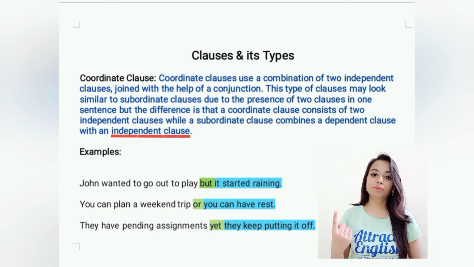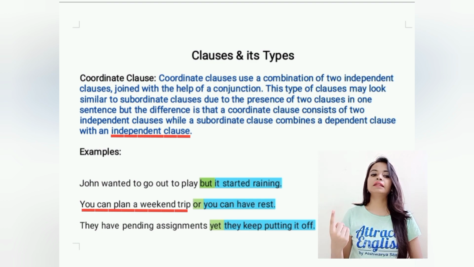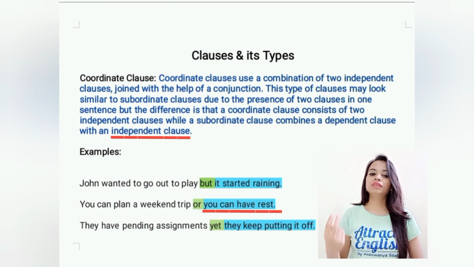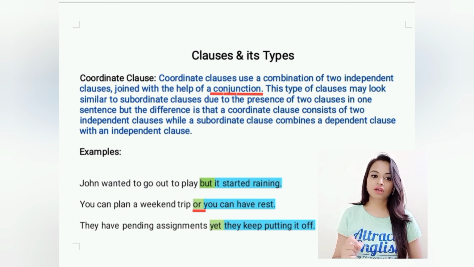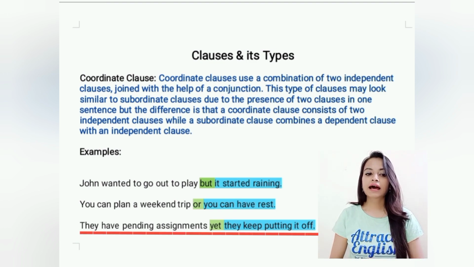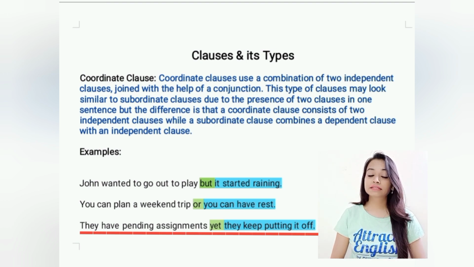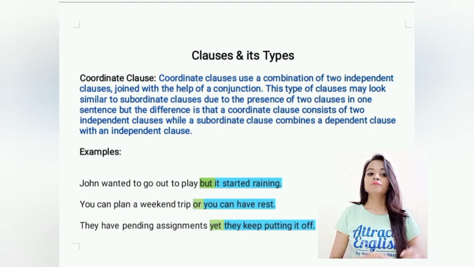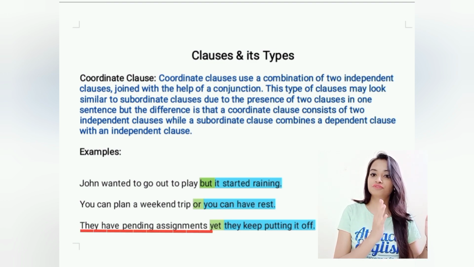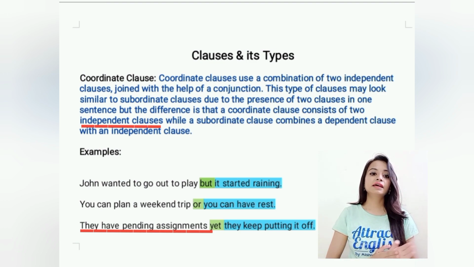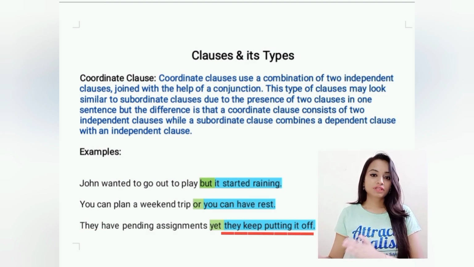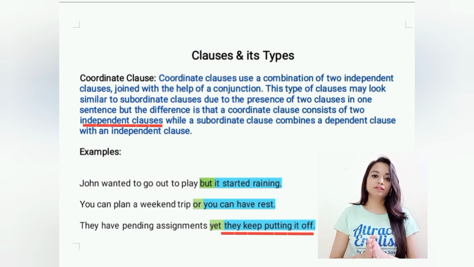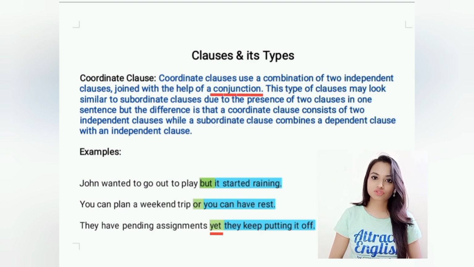Second, "you can plan a weekend trip or you can have rest." Here, the first independent clause is "you can plan a weekend trip." Then the second independent clause is "you can have rest," joined using the conjunction "or." Last, "they have pending assignments, yet they keep putting it off." Here again, "they have pending assignments" is the first independent clause. "They keep putting it off" is the second independent clause, and "yet" is the conjunction here.